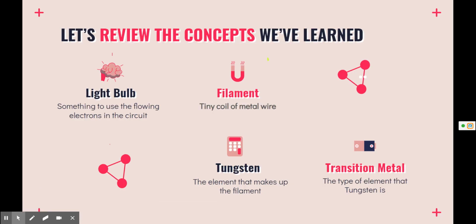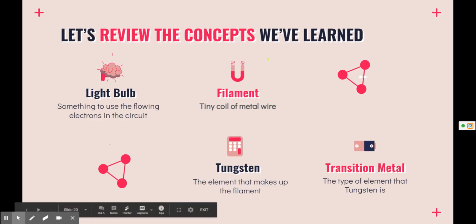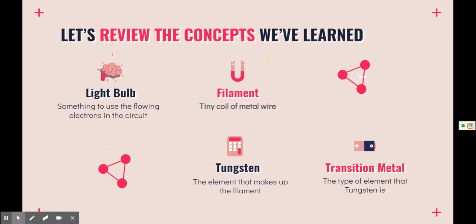I hope you learned these few concepts from this Learn recording. We covered the light bulb is something that uses the flow of electrons in a circuit. The filament is a tiny coil of metal wire in a light bulb. That filament is made of that element tungsten. And tungsten is a transition metal.